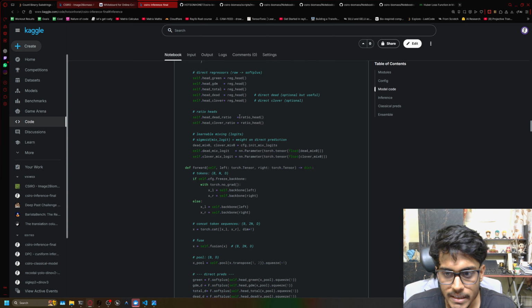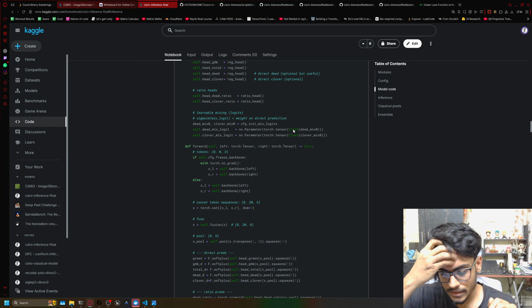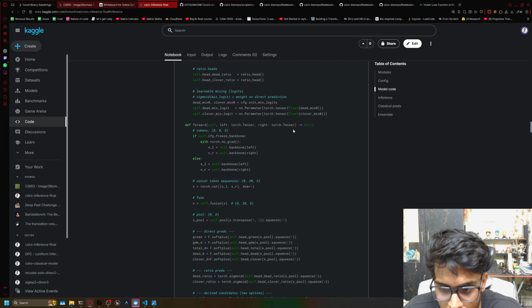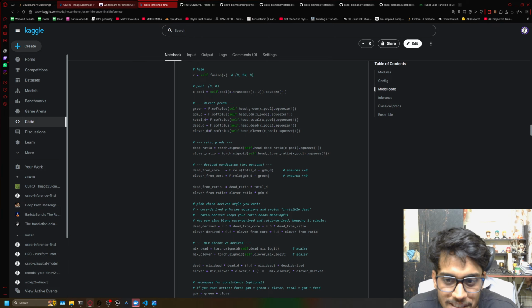You can see I did the ratio head for Dead and Clover. Also, for deriving Dead and Clover, I was using an EMA value as well. This is all from experimentation.